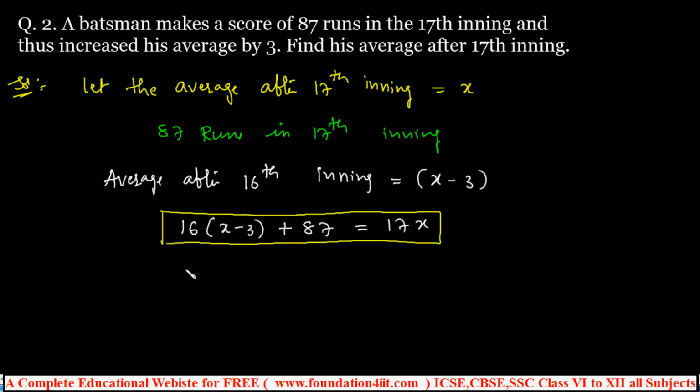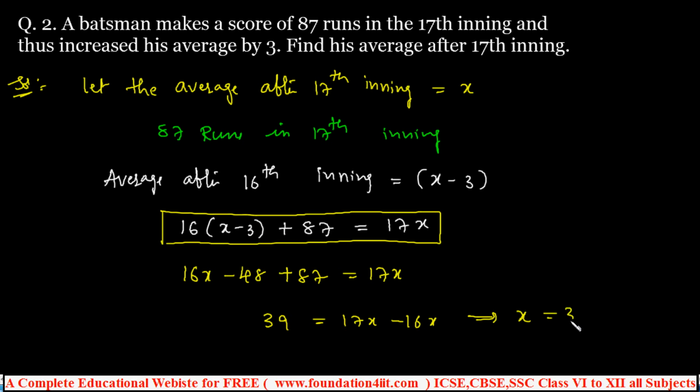That is 16x minus 48, 16 into 3, plus 87 is equal to 17x. Simplify this: 87 minus 48 is 39, equal to 17x minus 16x. From this, x is equal to 39. That's it. So the average after the 17th innings is 39.